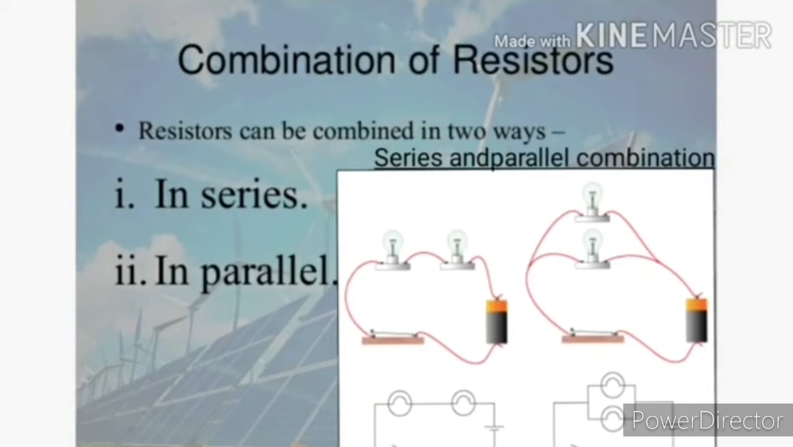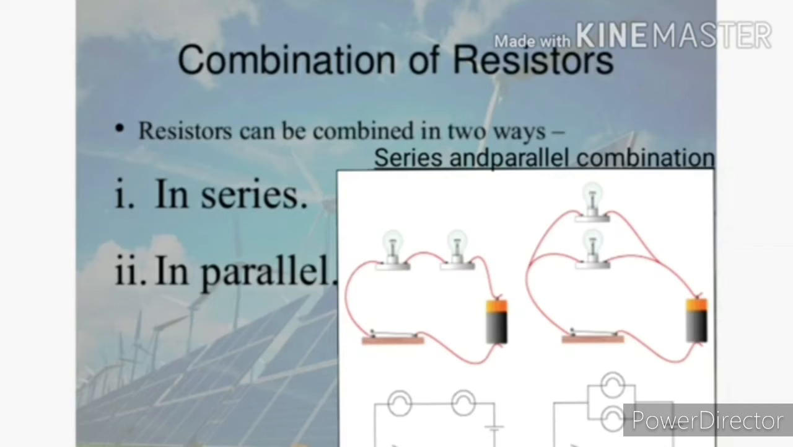Hello students. In the preceding sections, you have learnt about some simple electric circuits. You have also studied how current flows through a conductor. It depends upon its resistance and the potential difference across its ends. Now, in various electrical gadgets, we often use resistors in various combinations. So, we will discuss today the combination of resistors.